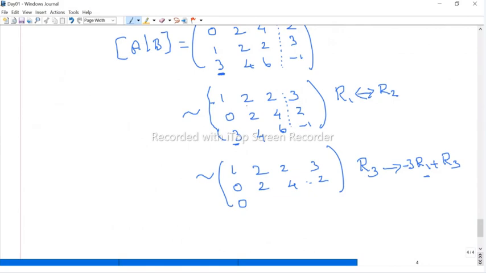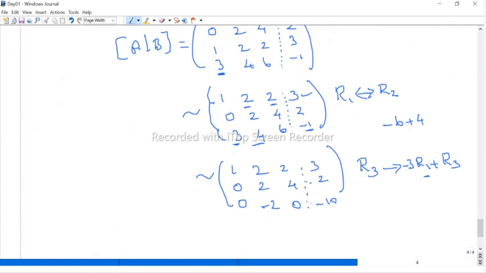Now this is 2. If you multiply by minus 3, we get minus 6, and then add the corresponding term here, 4. Therefore, minus 2 here. And again here, 2 times minus 3 gives minus 6, plus 6, therefore 0. Similarly here, 3 times minus 3 is minus 9, and then add minus 1, therefore minus 10. So this is a new matrix.